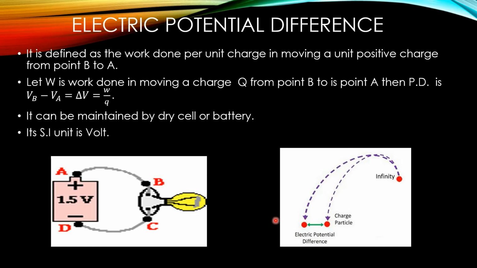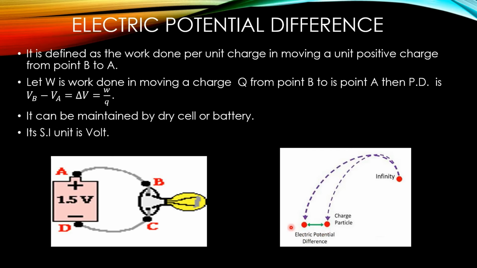So work done per unit charge in moving a unit positive charge from point A to B or B to A. Suppose W is the work done in moving charge Q from point B to point A, then potential difference is VB minus VA, that is delta V, equal to W upon Q. It is the amount of work done in shifting a unit charge from one point to another point.